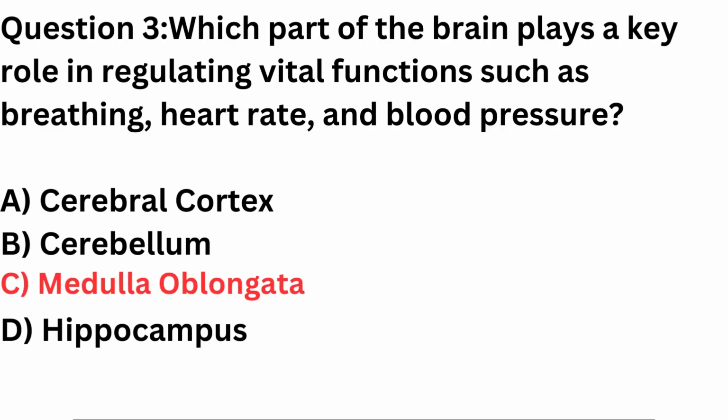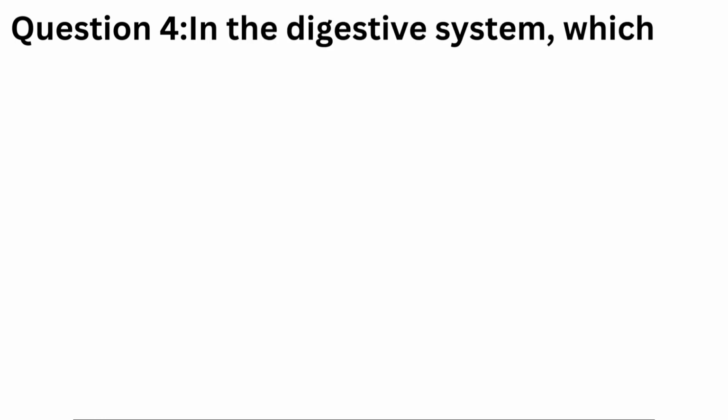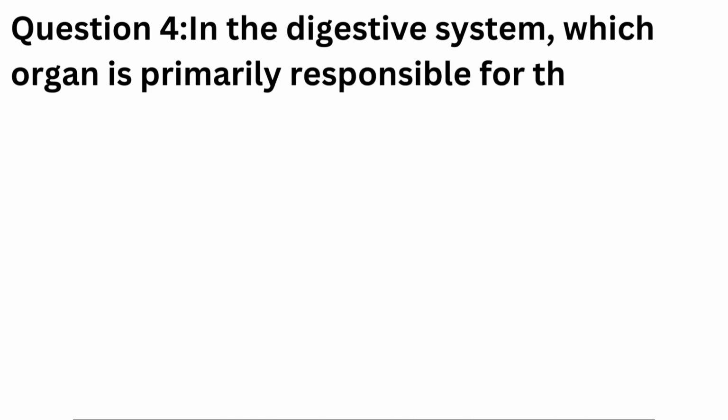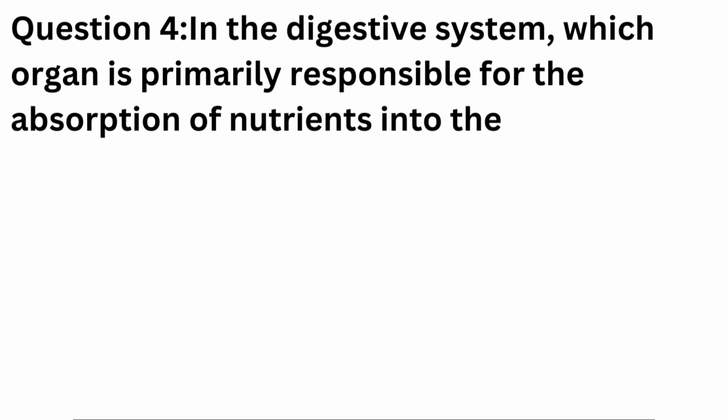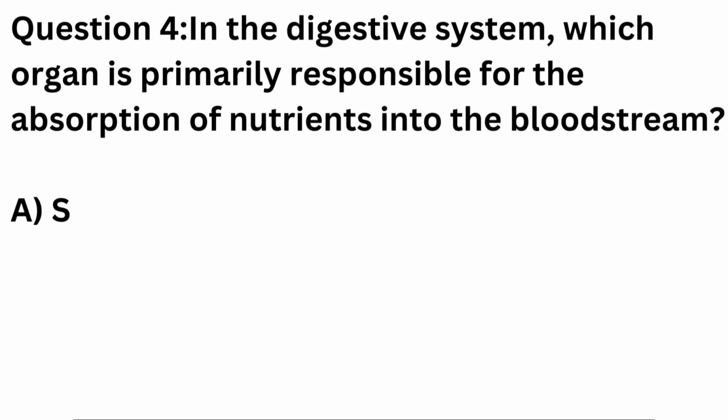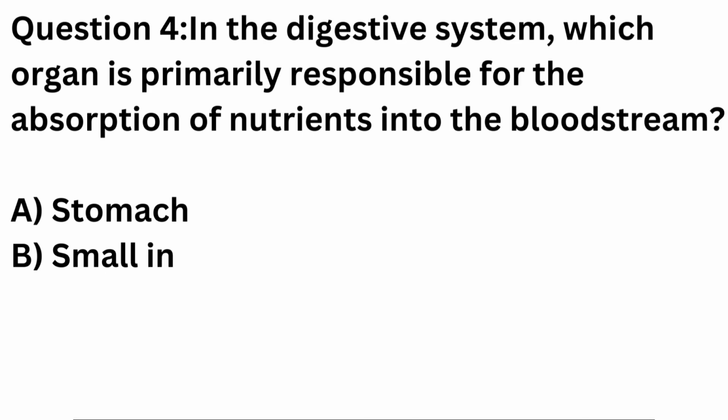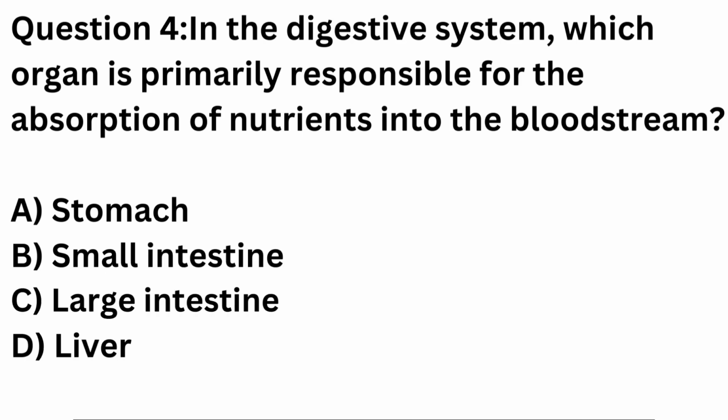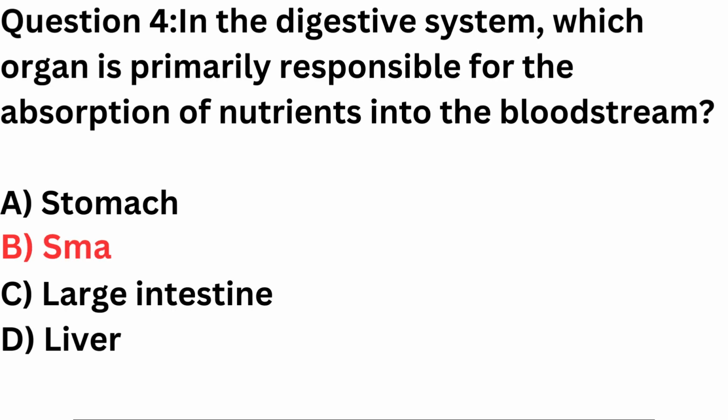Medulla oblongata. Question 4. In the digestive system, which organ is primarily responsible for the absorption of nutrients into the bloodstream? A. Stomach. B. Small intestine. C. Large intestine. D. Liver. Correct answer is B. Small intestine.